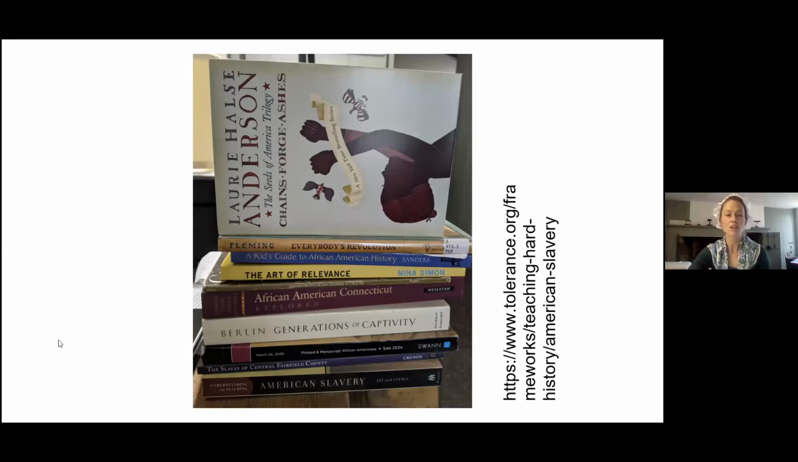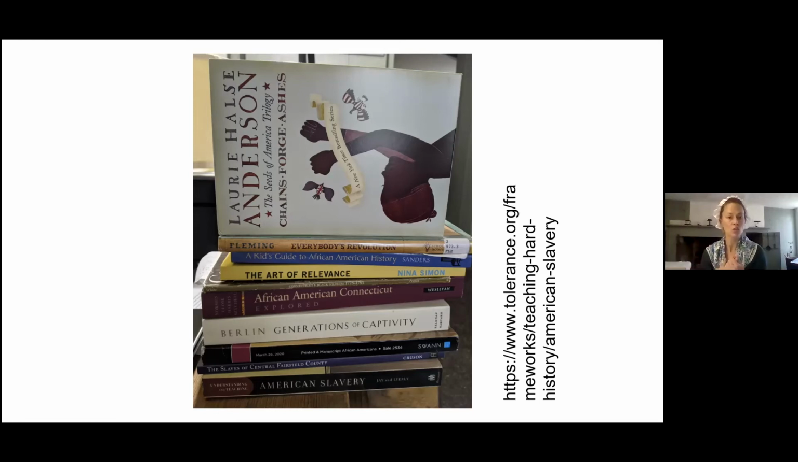And one thing, if you're going to be teaching a certain grade, I would recommend that you read books written for that grade. So the books Chains and Ashes, those are written for 4th and 5th grade students. So if you read what students are reading at the grade level that they are reading, you get a sense of what you can teach and how it can be taught.